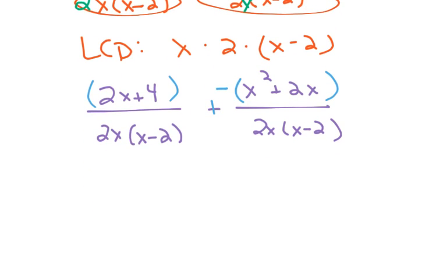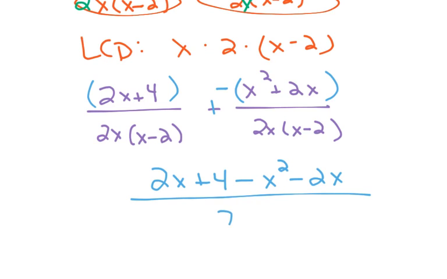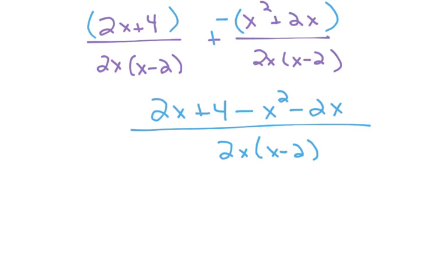So now when I combine the numerators, I get 2x plus 4 minus x squared minus 2x, because that's what I get when I distribute. Now I'm going to combine my numerators. So let's see, I'm going to write this in descending order of powers. I have a negative x squared. Those cancel because they're opposites. And I have a plus 4.